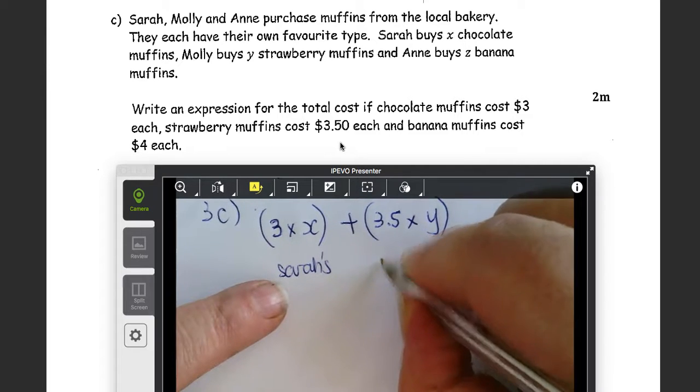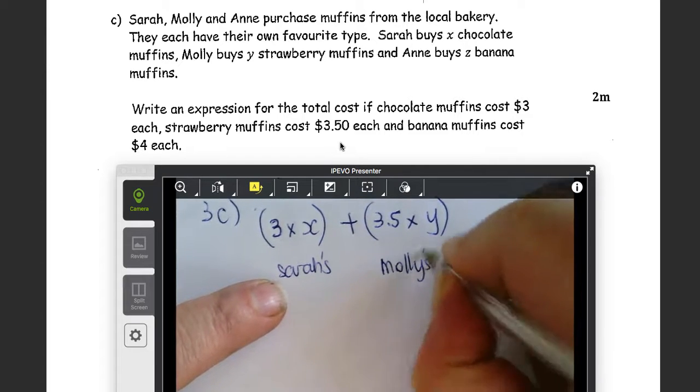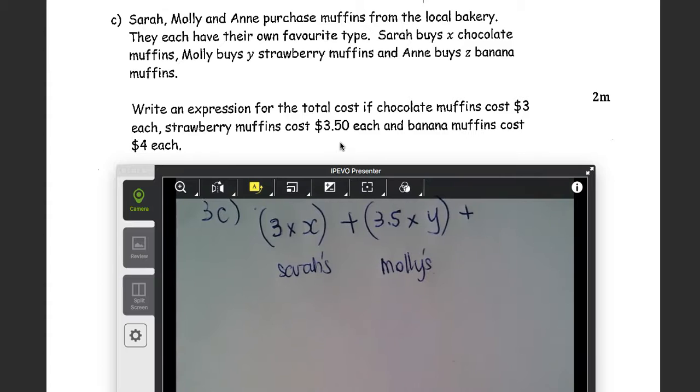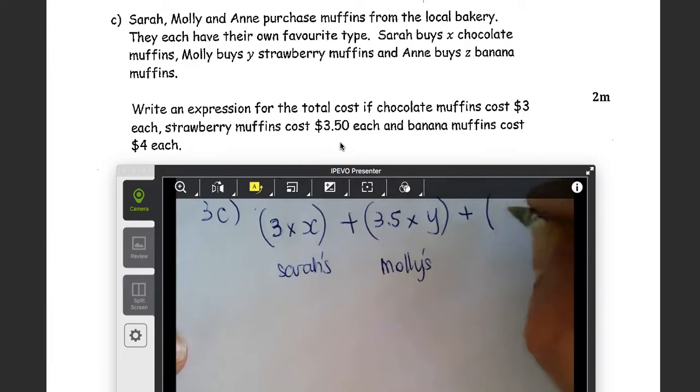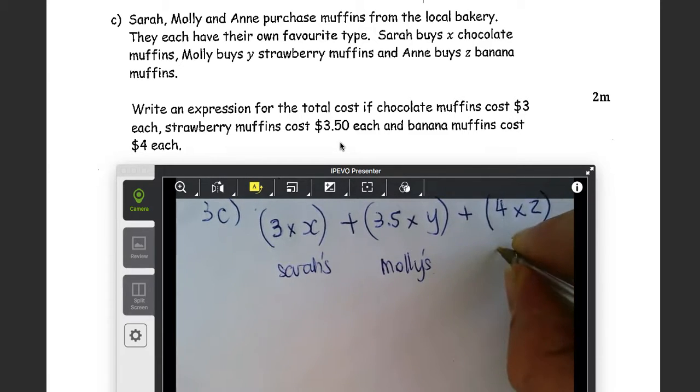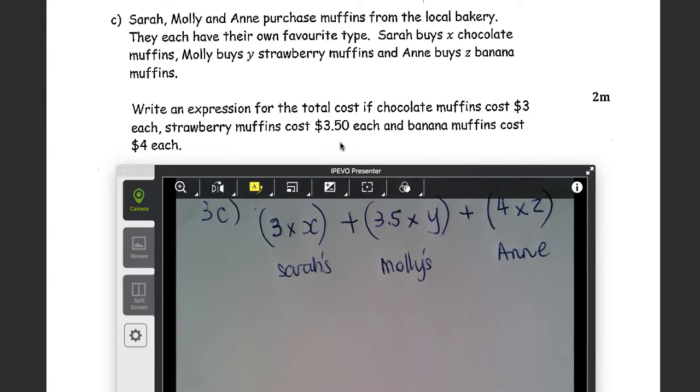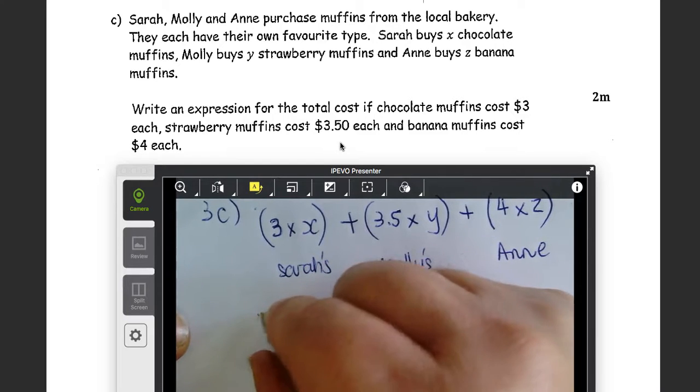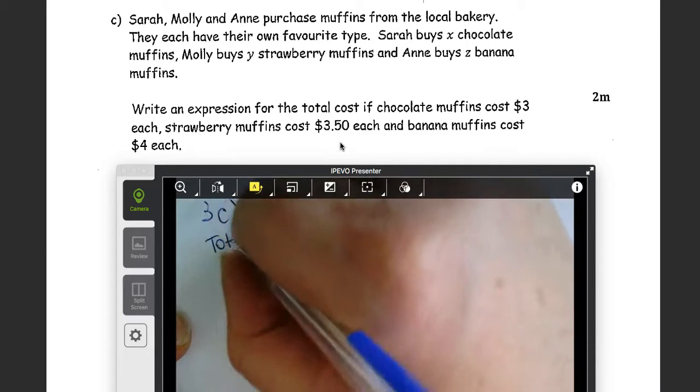Sarah's, these are Molly's muffins, plus Anne buys Z banana muffins. How much does 1 banana muffin cost? 4. So if you bought 1, it would be 4 times 1. If you bought 2, it would be 4 times 2. If you bought 3, it would be 4 times 3, but she's bought Z. So it's 4 times Z. So this is Anne. So it's X times 3, plus Y times 3.5, plus Z times 4.